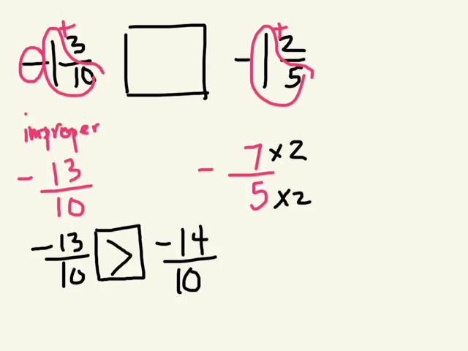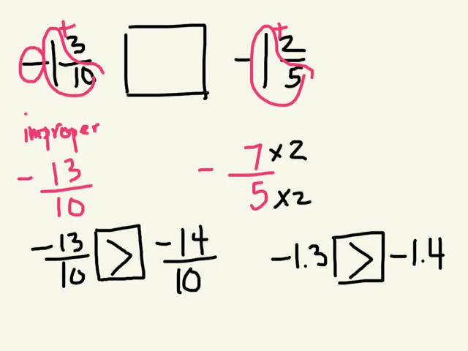How else can we solve this besides improper fractions? Right, turn them into decimal numbers. What's -13 over 10 as a decimal? And -14 over 10? Which number is closer to 0? Negative 1.3 is closer to 0, so it's greater.